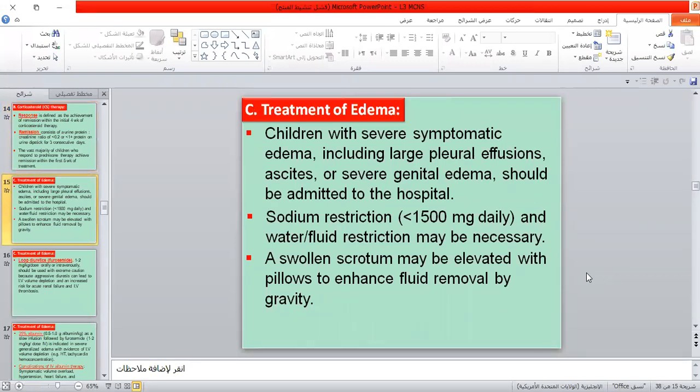Treatment of edema. Children with severe symptomatic edema including large pleural effusion, ascites, severe genital edema should be admitted to the hospital. Of course genital edema, scrotal edema especially in the male, is very risky. Why? Can anyone give me an idea? Why are we afraid of it? We will discuss it shortly. Does anyone know? No one knows.